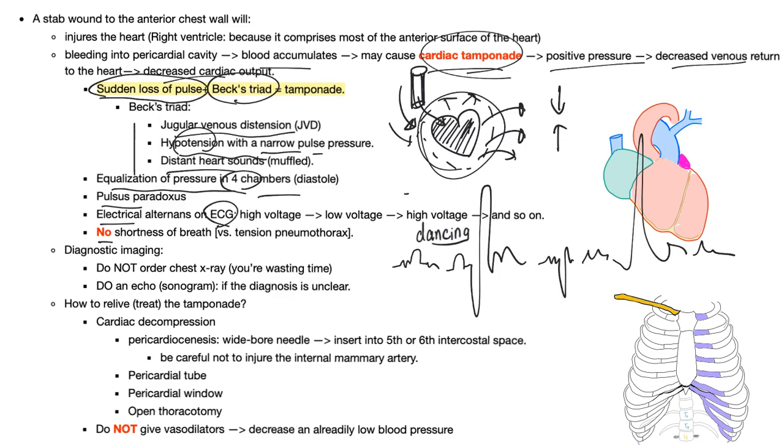In cardiac tamponade, you have no shortness of breath. And this is a huge difference between cardiac tamponade and tension pneumothorax. Do you mean that like in zero cases? No, like it's possible, but it's less likely than tension pneumothorax.